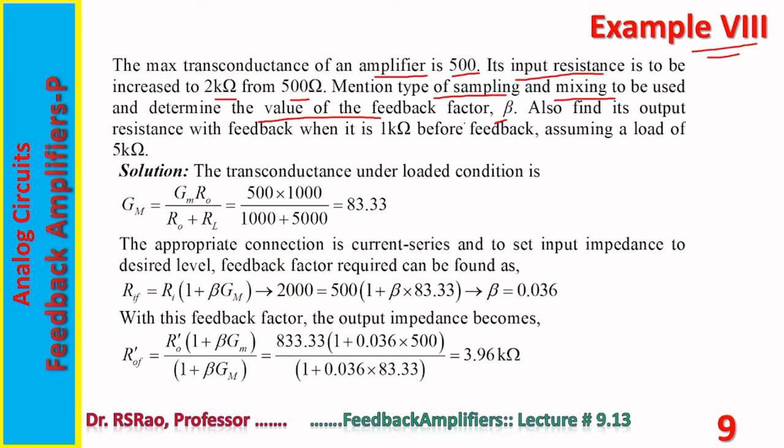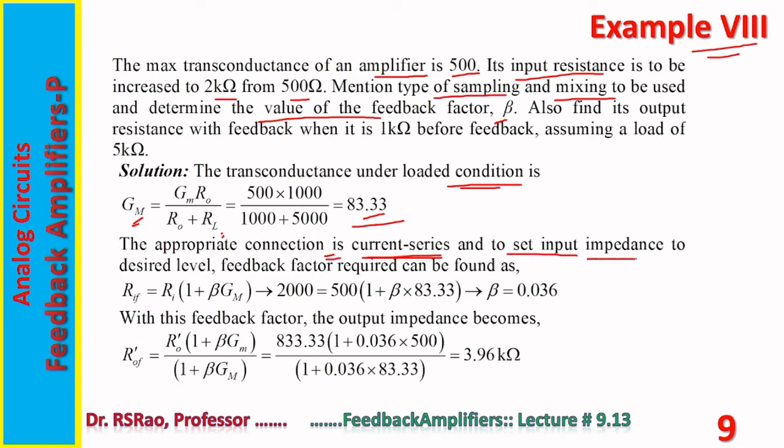Solution. The transconductance under loaded condition is to be computed. GM, capital G M, means transconductance when loaded. Small gm means transconductance when unloaded, multiplied by R0 by R0 plus RL. R0, RL, their usual meanings hold good here. Their values are given in the problem. Substituting, one can find GM as 83.33. The appropriate connection is current series.